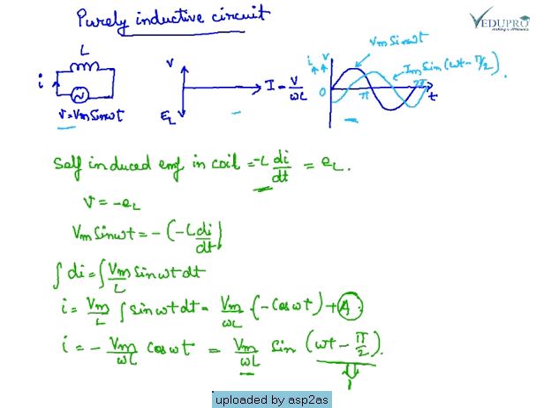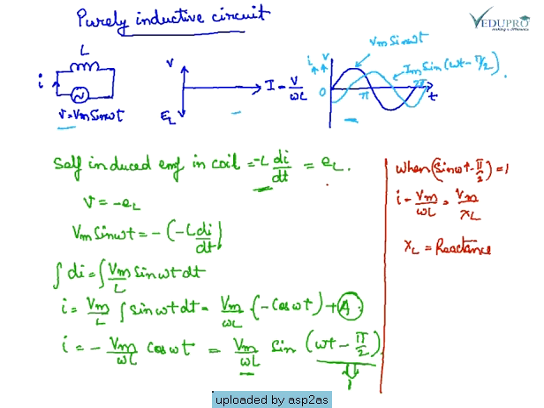Im is Vm upon omega L, and XL is the reactance offered by the inductor. So XL is the reactance offered by the circuit. From the expression which we have derived, it is clear that in a purely inductive circuit, current lags behind the voltage by pi by 2.